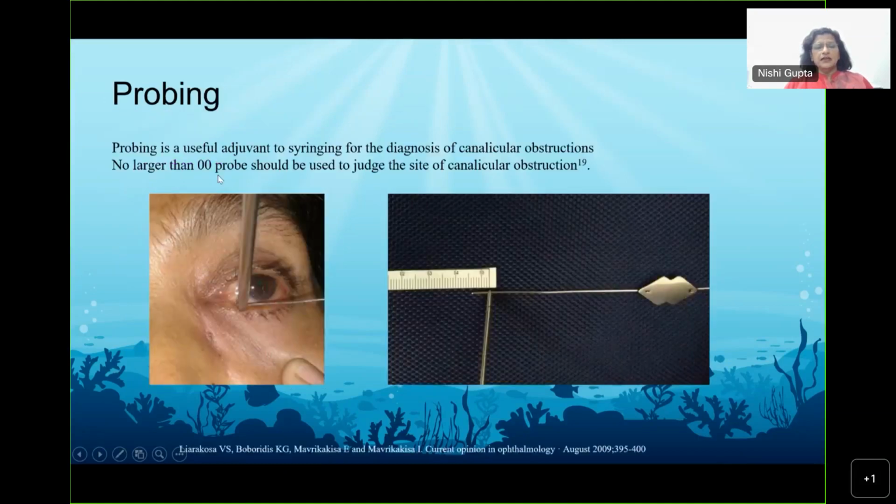We've done syringing, and if we suspect canalicular blocks, we must perform probing. Probing is a useful adjuvant to syringing for diagnosis of canalicular obstructions, but no larger than a 00 probe should be used. There are numbers written on the back side of the probe, and this 00 number means a fine probe should be used to avoid injury to the canalicular system.